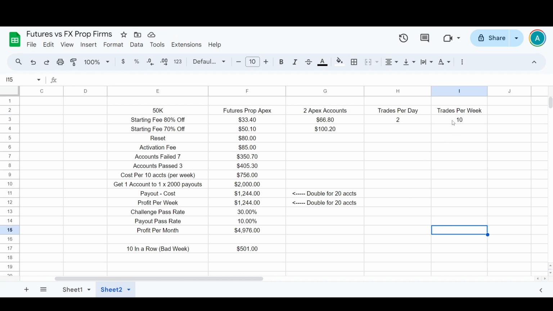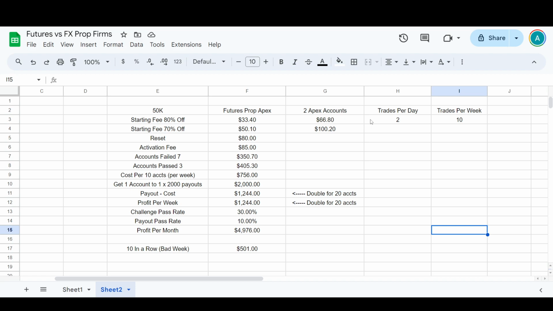Again, we're saying 10 trades in a week. That's kind of what I take on the live stream, 2 trades per day, maybe on average. And, you know, in the previous example, I said if you risked 150 per trade on your own account, then you could as well risk 300 a day on prop firms, right?